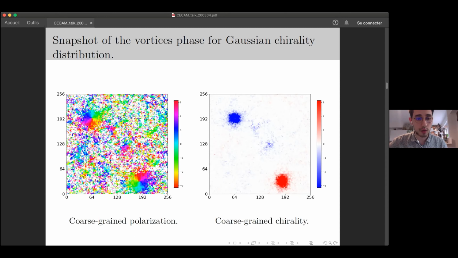Now let's have a look at the nature of the packet. If we go to the coarse-grained polarization angle, we see that the polarization inside a packet is turning around the center. It means that this is a vortex. So we get a vortex for the blue particles, so for particles with negative chirality, and a vortex for particles with positive chirality. So this is why we call the phase vortices.